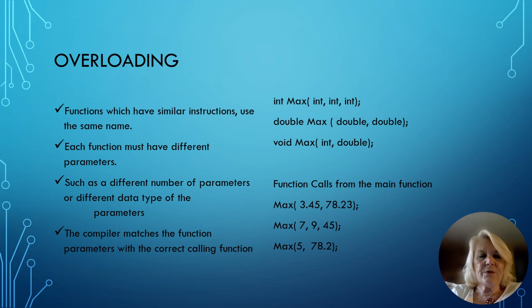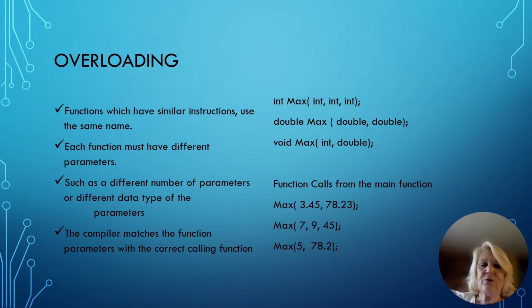The designers of the C++ language are always trying to make it easier for programmers. So one of the things they came up with is overloading. And that allows you to use the same name for different functions as long as they do something similar, and they have to have different parameters. So one difference, they could have two doubles, or you have a double and an integer, or it could have three integers. And they could all have the same name, and when the function is called, the compiler looks to match the arguments with the correct function.